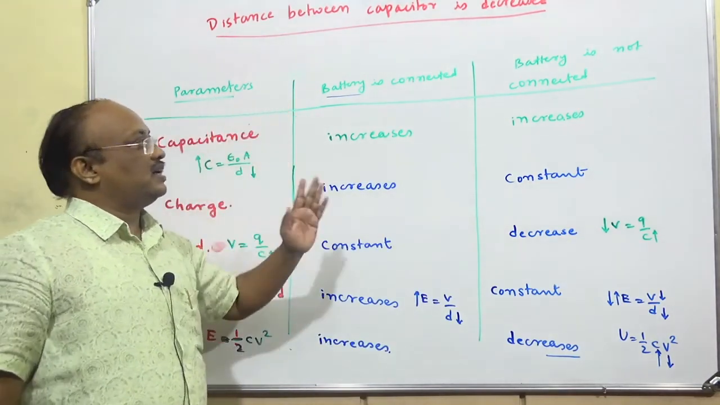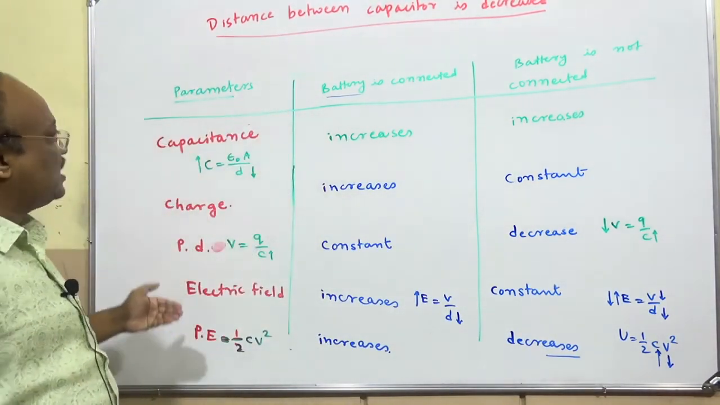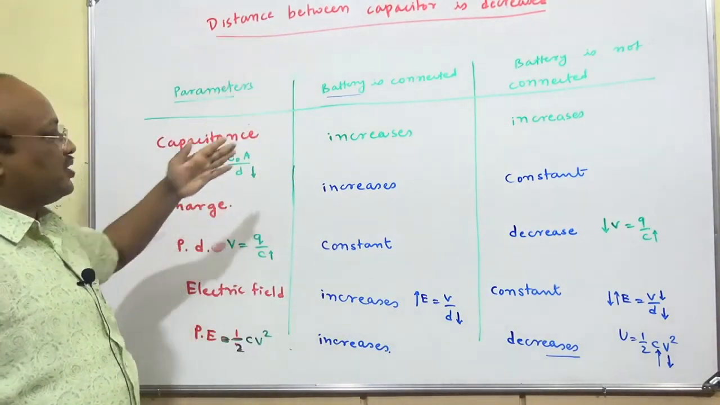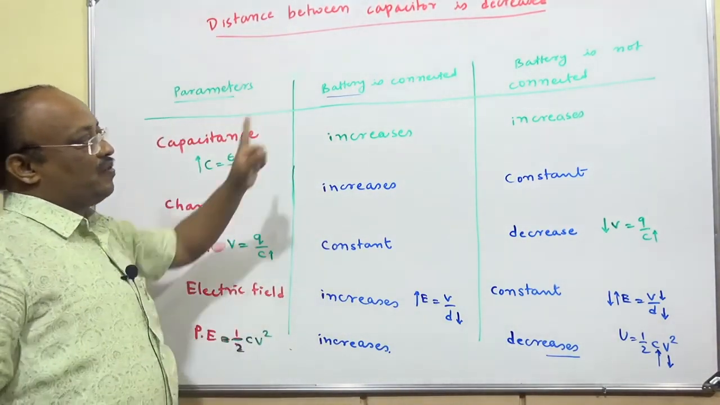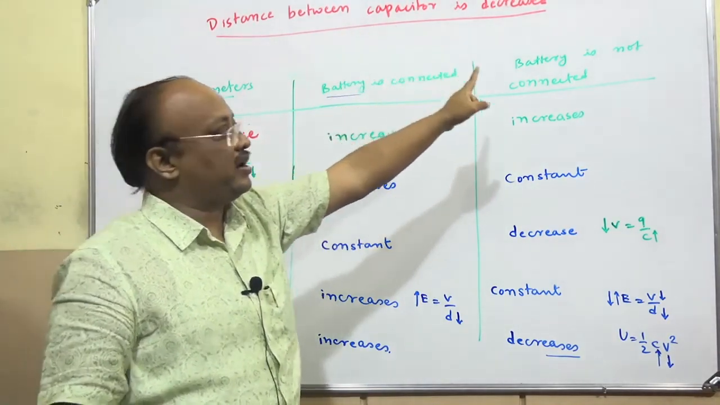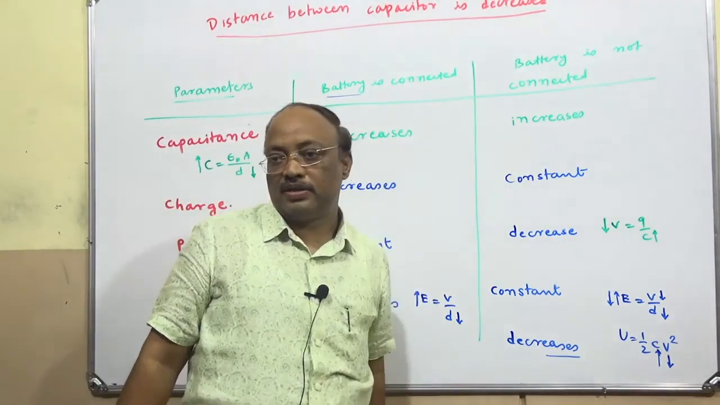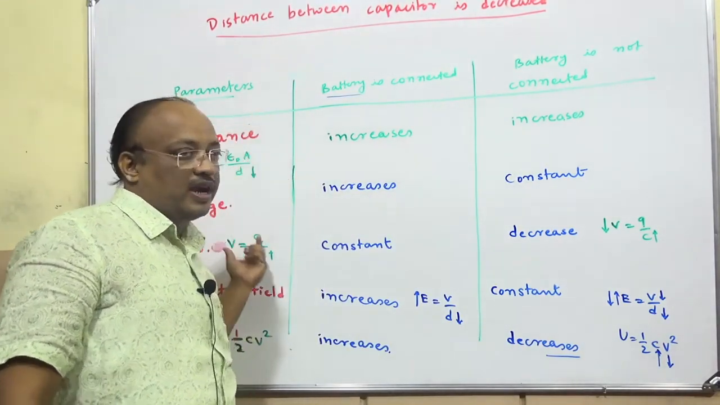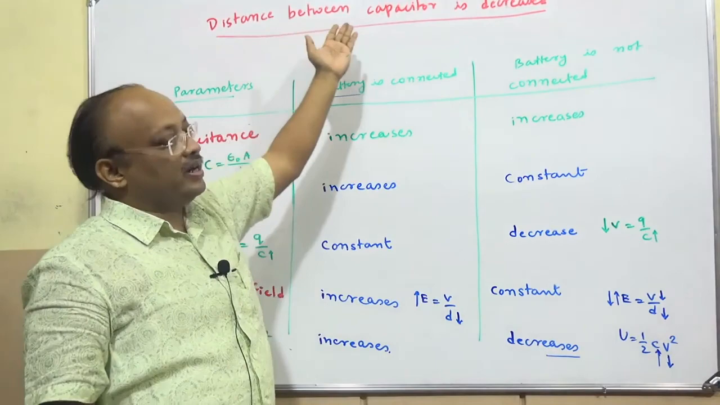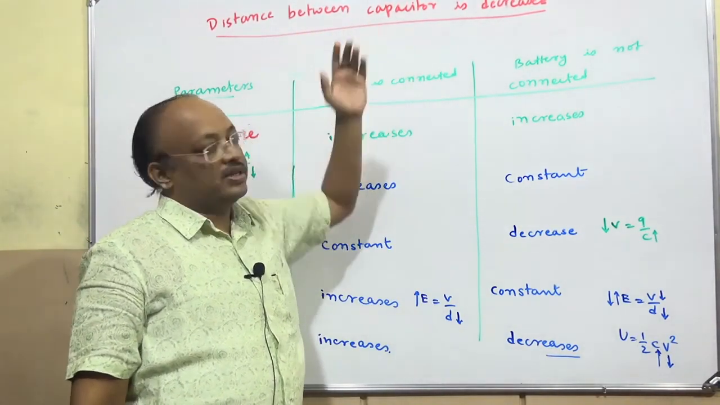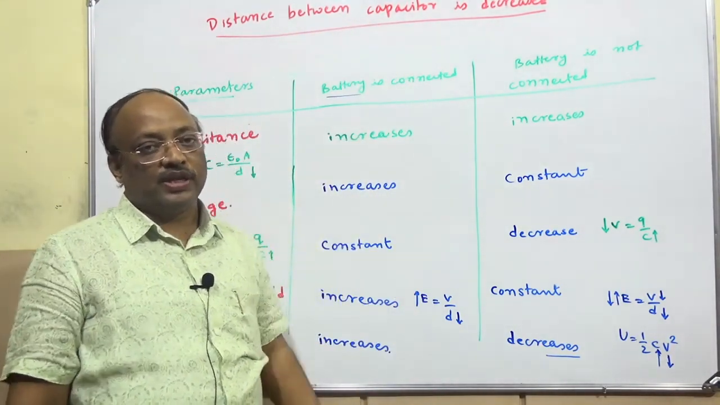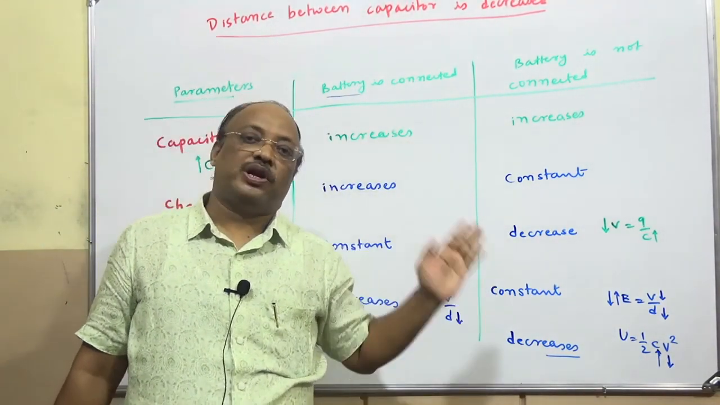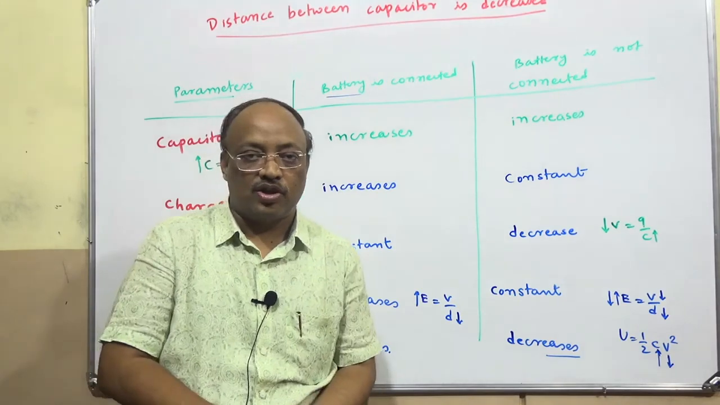So these are what happens to the different parameters when the distance between the capacitor plates is decreased, when the battery is connected and when the battery is not connected. When a dielectric is introduced, we have seen what happens to the different parameters, and even when the distance between these two is decreased, during that time also we have seen. So these two are very, very important from a competitive exam point of view. Okay, we'll stop here. Thank you.